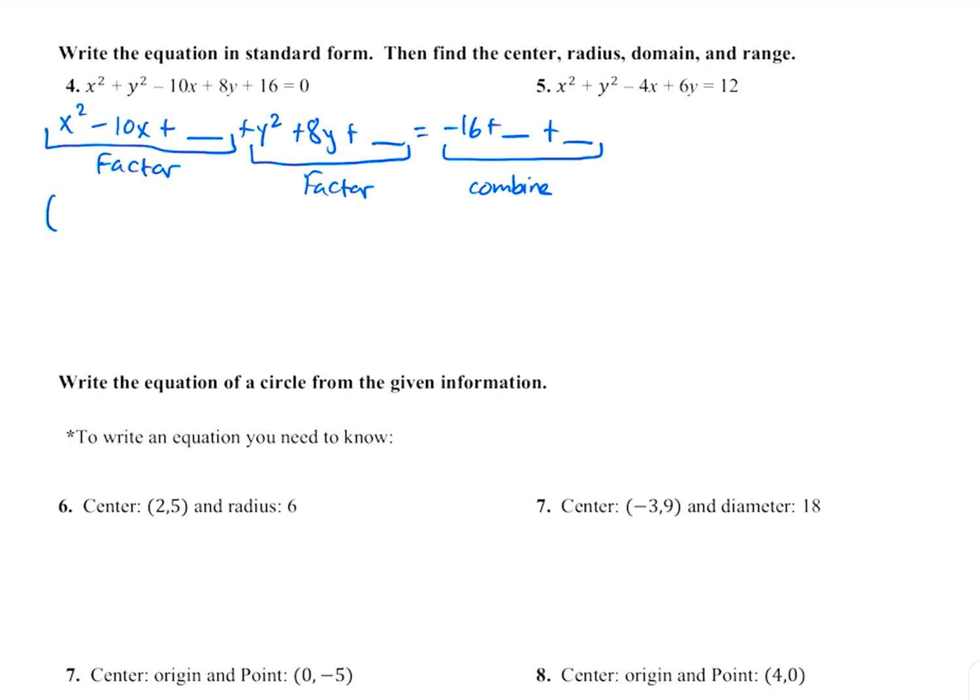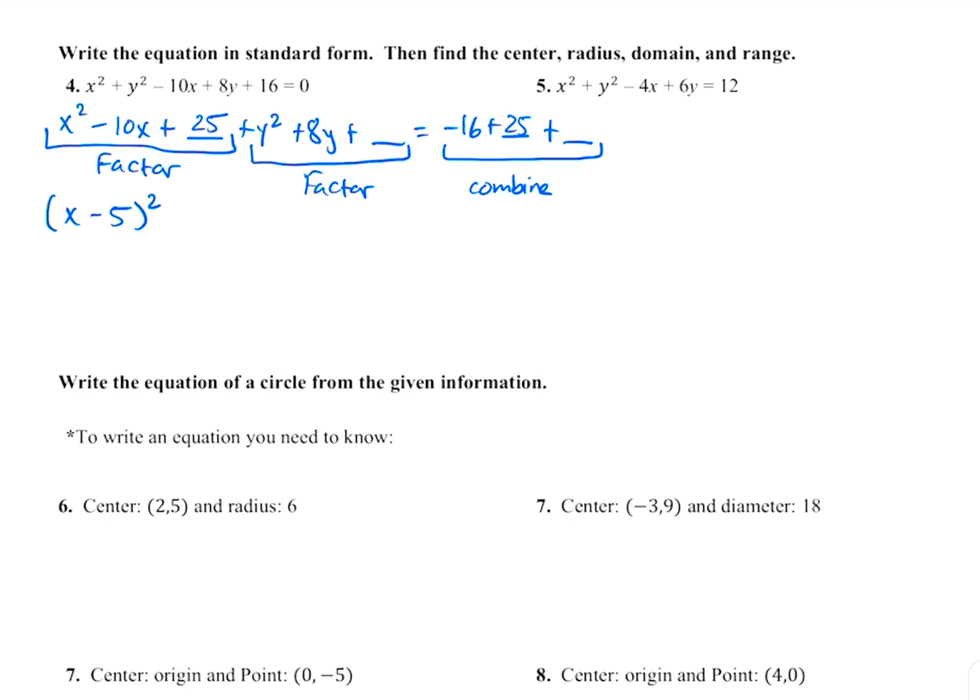So this will factor into x minus 5 quantity squared. Remember, to get this number, we're taking whatever this is and dividing it by 2. And then whatever we write here, we square it to get the number in the blank. So 5 squared is 25. And then I also need to put that into the first blank on the other side.